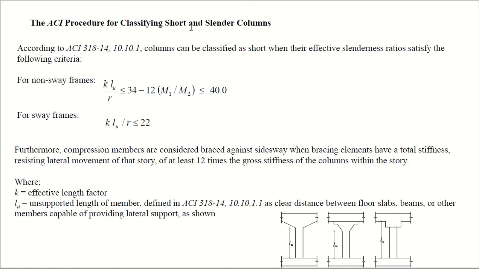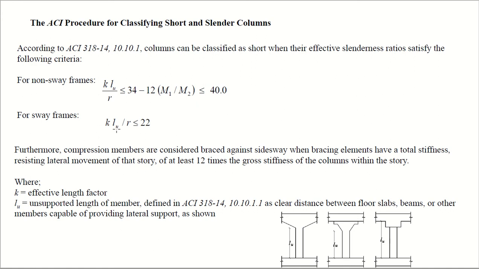Now, what is the ACI procedure for classifying short and slender columns? According to the ACI code, columns can be classified as short when their effective slenderness ratios satisfy the following criteria. For example, in non-sway frames, this factor should be less than or equal to 34 minus 12 times M1 divided by M2, and this value should be less than 40. So this will be termed a short column. For sway frames, this value should be less than or equal to 22. Furthermore, compression members are considered braced against side sway when bracing elements have a total stiffness resisting lateral movement of that story of at least 12 times the gross stiffness of the columns within the story. So if the shear wall has a stiffness of 12 times the gross stiffness of the columns, then it will be considered a non-sway frame, where K is the effective length factor.